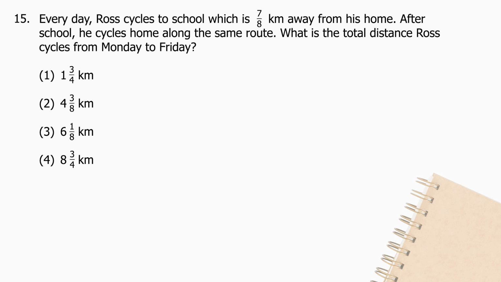Question 15. Every day, Ross cycles to school, which is 7/8 of a kilometer away from his home. After school, he cycles home along the same route. What is the total distance Ross cycles from Monday to Friday?